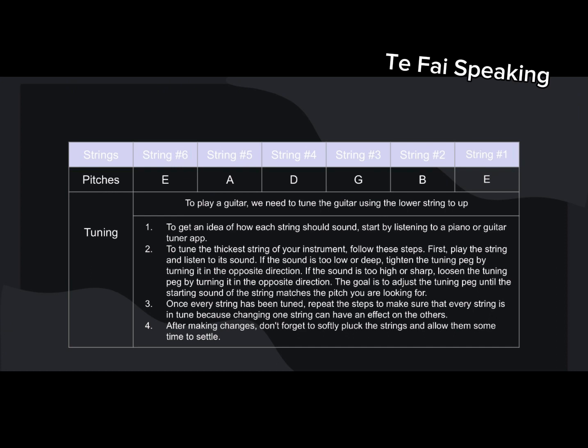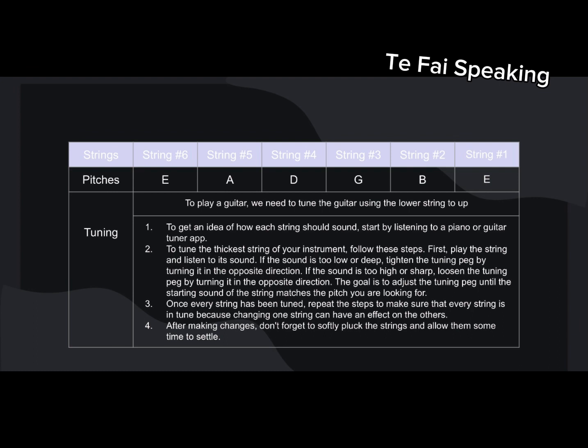To get an idea of how each string could be played, we have to tune the thickest string of the instrument first. We play the string and listen to its sound. If the sound is too low or deep, you can try tightening the tuning peg by turning it. If the sound is too high or sharp, you can loosen the tuning peg a bit by turning it in the opposite direction instead.